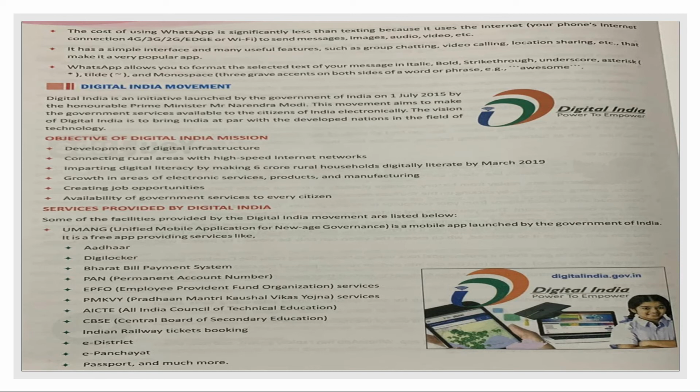One important app in the Digital India movement is Umang, from where you can access many things. What is the objective? Development of digital infrastructure, connecting rural areas with high-speed internet networks, imparting digital literacy by making 6 crore rural households digitally literate by March 2019. That is the old data. Growth in the areas of electronic services, products, manufacturing, ICT skills, creating job opportunities, and availability of government services to every citizen.